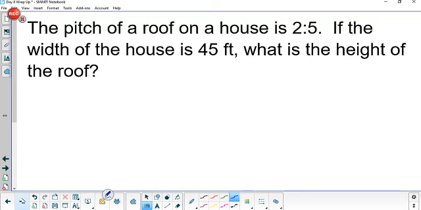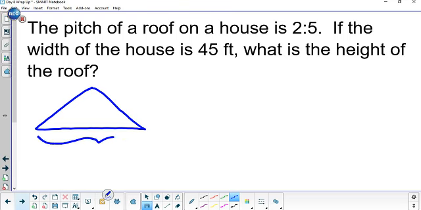The pitch of a roof on a house is 2 to 5. If the width of the house is 45 feet, what is the height of the roof? Now we talked about pitch in terms of roofs. So what we have here is a roof. We're going to assume it's an A-frame roof in order to solve this question.